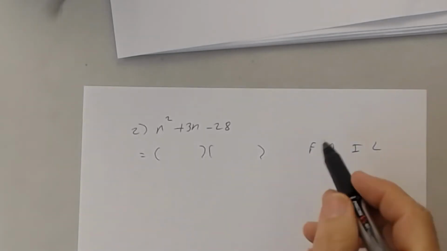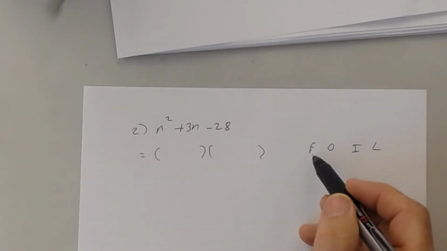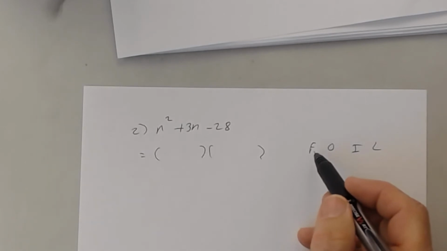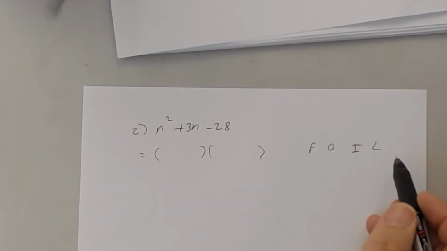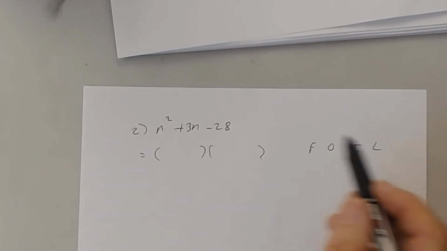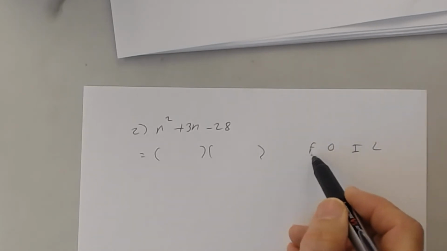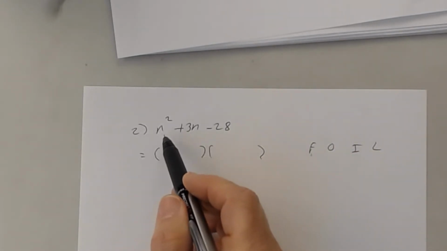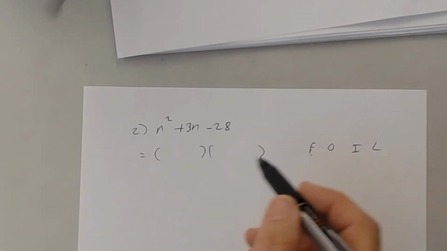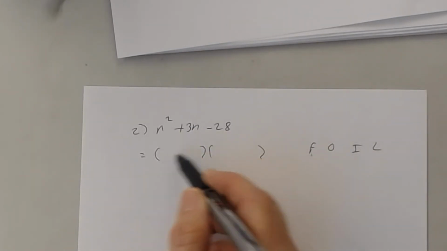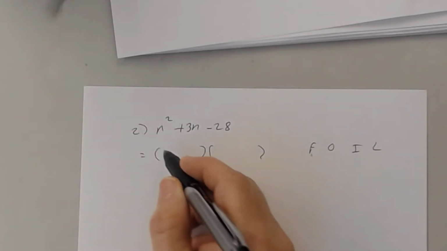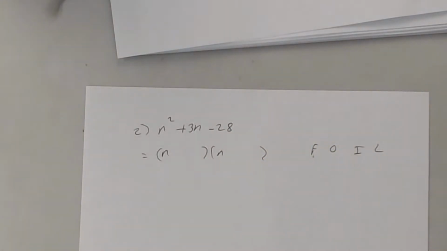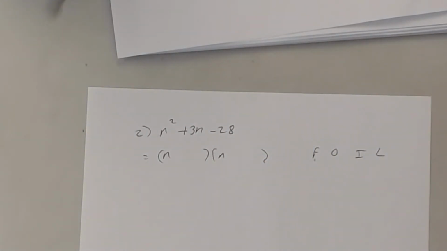All right. Let's do the F first. Notice the routine. I do the F first. Then I do what part next? The last. The F, I need to get n squared. So what times what is n squared? N. So n times n. Okay? So my F is okay.